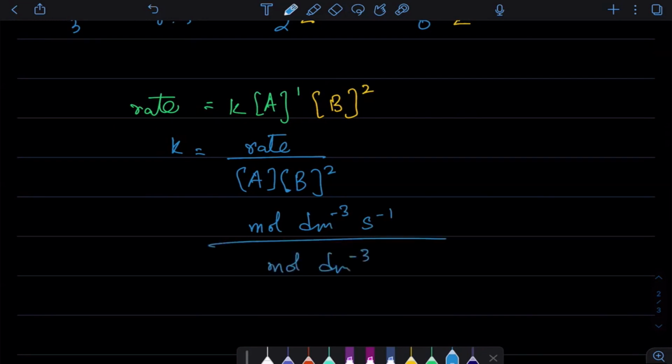So our unit will be mole dm minus 3 per second over mole dm minus 3 power 3 because it's a third order reaction. So up, this will cancel out with this. So this gives me dm6 mole minus 2 s minus 1 and that's my unit for K.